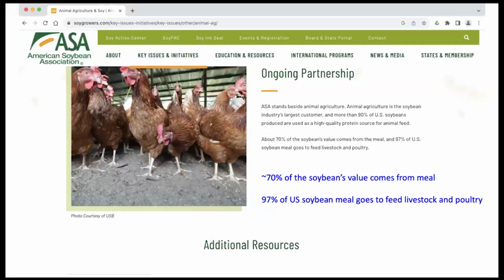Kind of interesting, some information from the American Soybean Association: they're growing those soybeans and processing them for oil, but when you look at the overall value, about 70% of the value of that soybean is actually attributed to the soybean meal portion. About 97% of US soybean meal goes to livestock and poultry feed. A little bit of it will go for human consumption, but most of it is livestock and poultry feed.